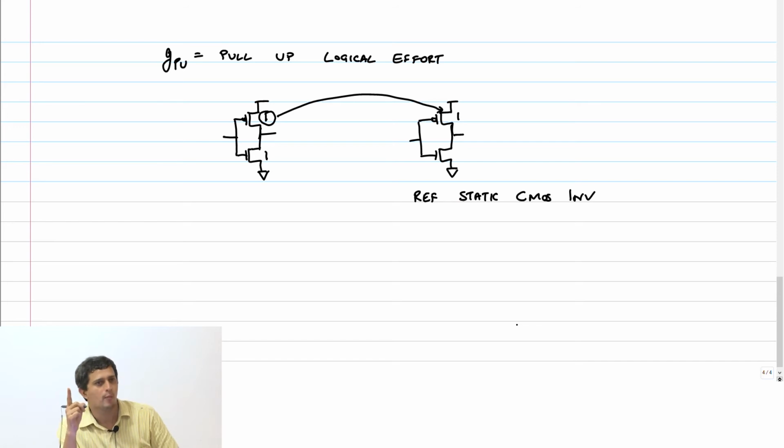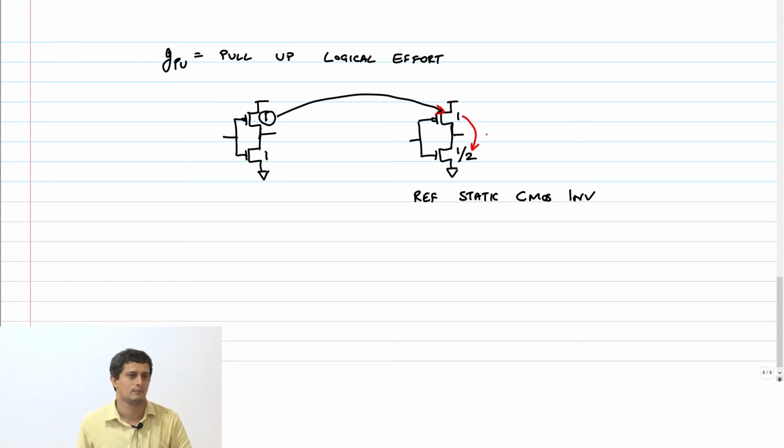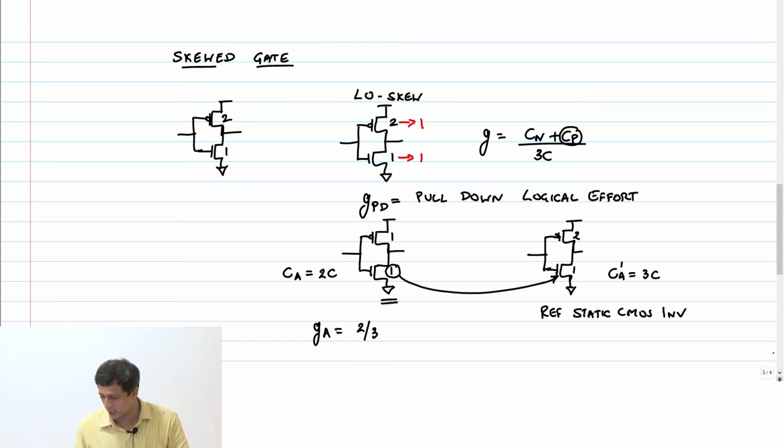If the PMOS is 1 and I want this to be a reference symmetric static CMOS inverter, what should the NMOS be? Half. Only then will the pull up and pull down strength be the same. So this 1 here tells you how much this should be. In the previous case, because I was looking at pull down, I first calculated this, then this told me that PMOS should be 2. So get that direction right. You have to fix one transistor and then get the other one according to the symmetric constraint that we have.